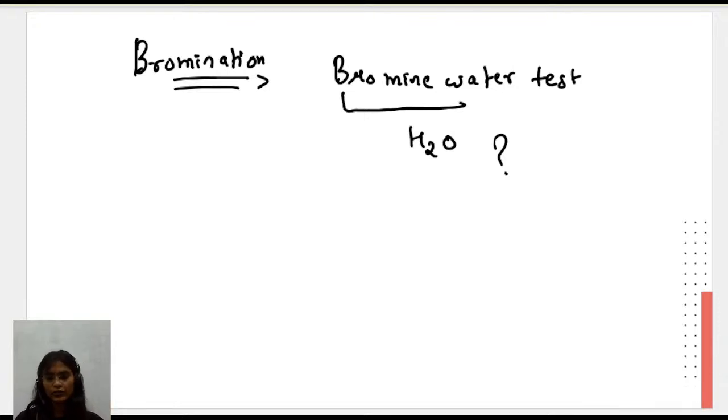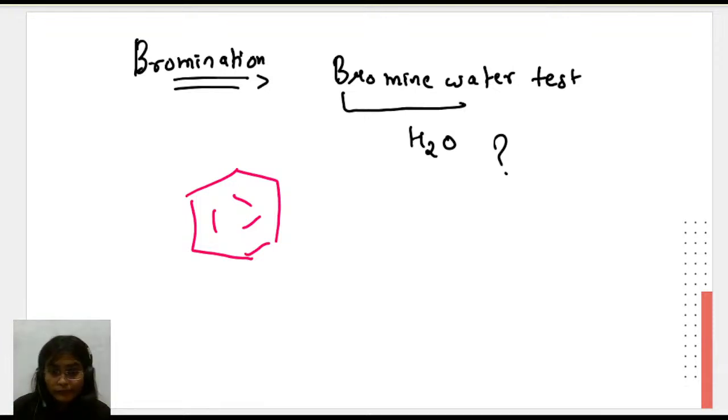To test unsaturation. Now answer this question, please. Does benzene give this test positive or not? If I have benzene, should I go with the bromine water test or not? No, right. Okay.